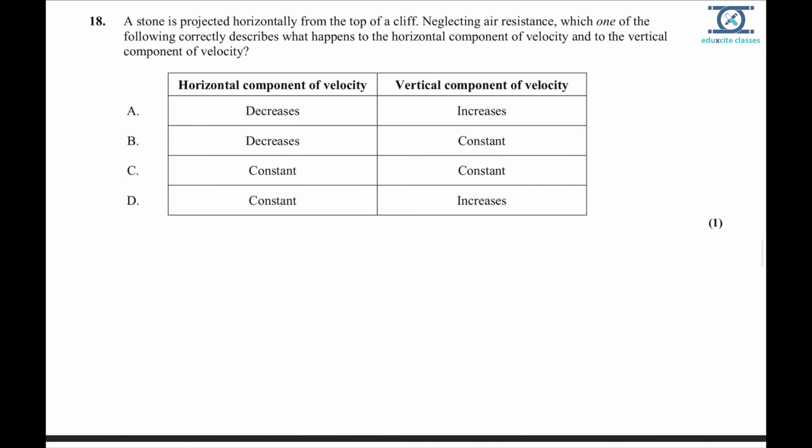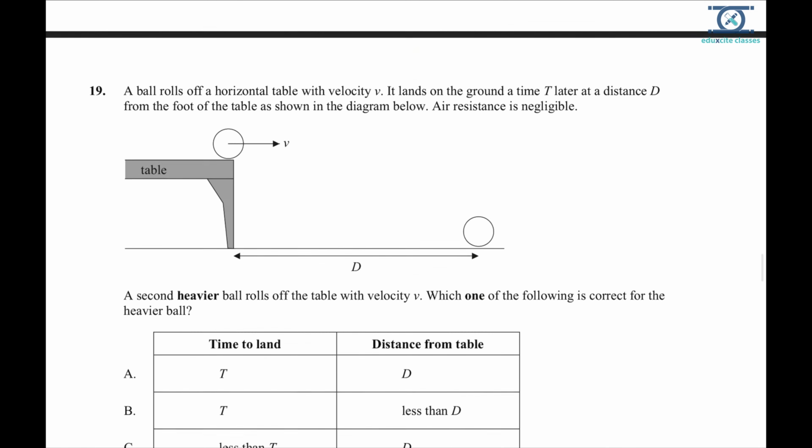A stone is projected horizontally from the top of a cliff, neglecting air resistance. Which one of the following correctly describes what happens to the horizontal component and the vertical component? We know that the horizontal component is constant, it doesn't change, and the vertical component increases as per the motion, because initially the vertical component is 0. So constant and increases, option D.